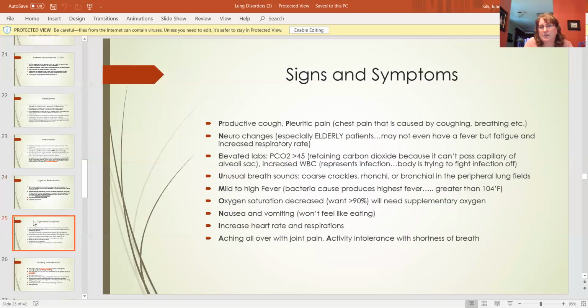All right, so signs and symptoms of pneumonia would be things like this. We've got a productive cough. Usually, sometimes people will have pleuritic pain with their chest. So they get actual chest pain from coughing and stuff.